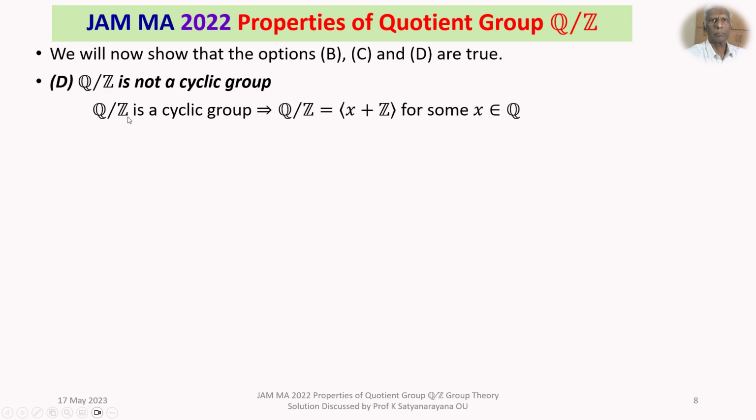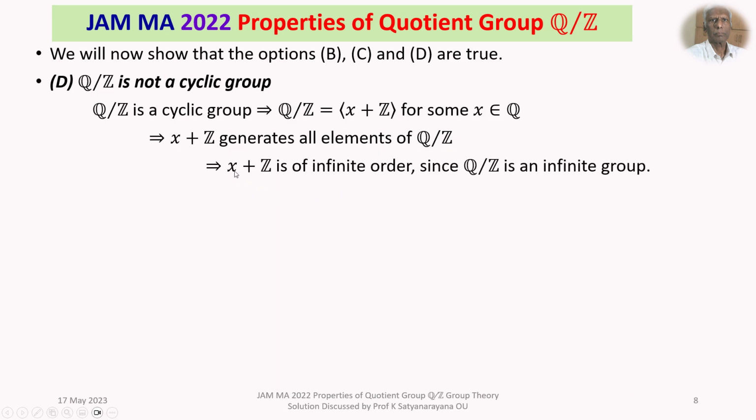Let us say Q/Z is a cyclic group. That means if it is cyclic, Q/Z is generated by a single element of Q/Z. Let us say that single element is x+Z. So Q/Z is generated by x+Z for some x belonging to Q. Agreed? This means x+Z generates all elements of Q/Z, because this is a generator of Q/Z.